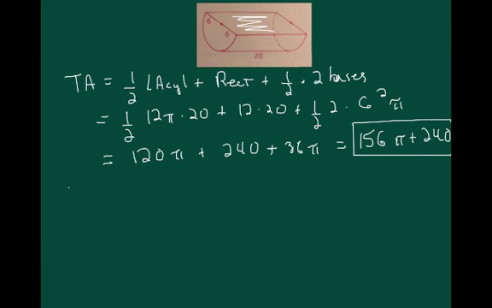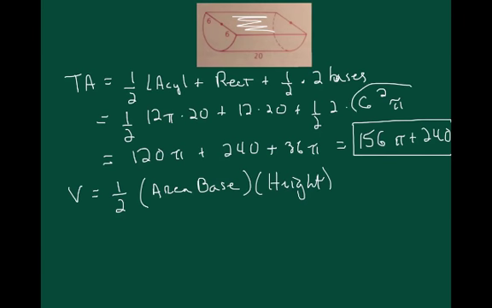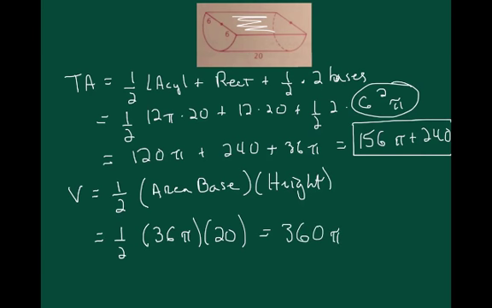Now, let's go and find the volume. Once again, since this is a cylinder, we're going to take 1/2 the area of the base times the height. And we're doing the 1/2 because we only have half a cylinder. So we can take the area of the base from the first part, and we know that each base is 6 squared pi, or 36 pi. So I get 1/2 times 36 pi times our height of 20. And when I simplify that, I get 360 pi.